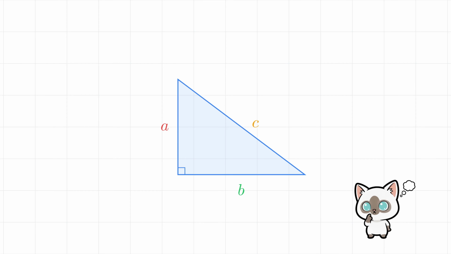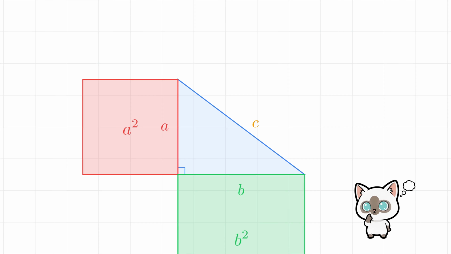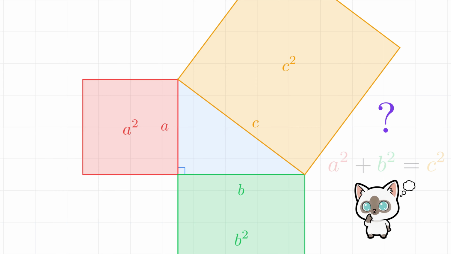Now, here's where the magic begins. Let's build a square on each side of our right triangle. First, a square on leg A. Its area is A times A, that's A squared. Now, a square on leg B. Its area is B times B, B squared. And finally, a square on the hypotenuse C. Its area is C squared. 3 squares, 3 areas. And here's the big question. How do these 3 areas relate to each other?